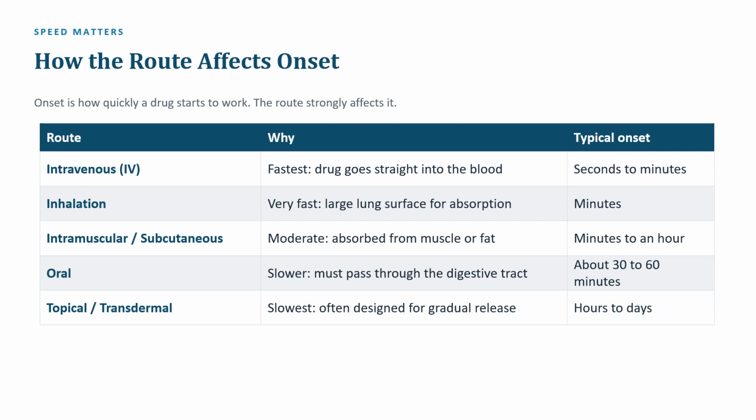Two practical points for you. First, this ordering explains why a provider chooses a particular route for a patient's particular need, urgent versus steady. Second, when you educate a patient, it helps them understand why an oral pain pill does not work instantly, which can prevent them from taking extra doses too soon.